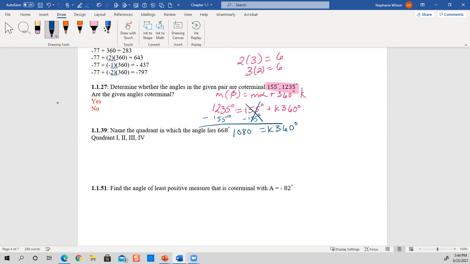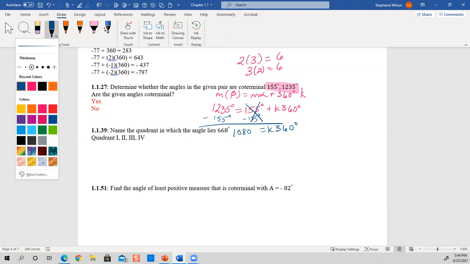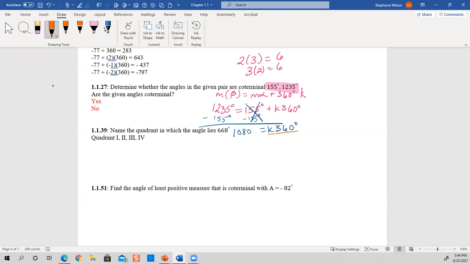1,080. Next, I need to solve for k. Since k has been multiplied, and the coefficient of k is 360 degrees, I need to divide by it. If I divide by that coefficient, it becomes 1, and 1 times k is what we want. So now k is equal to 3. Since the equation has an integer solution, the given angles are coterminal. Yay.